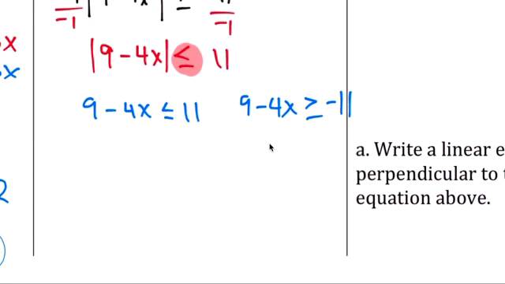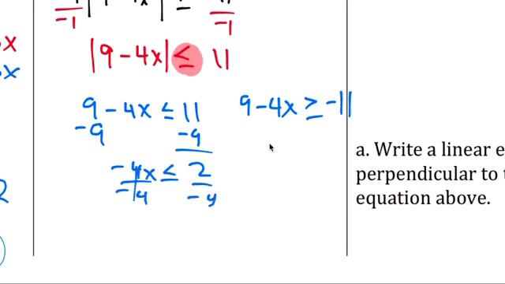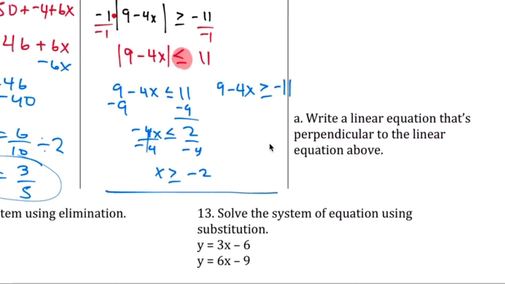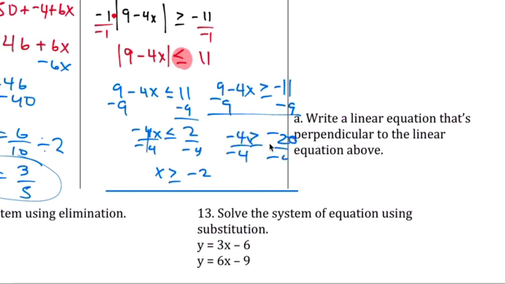Okay, so finished doing this. We did start in class. Minus 9 is 2, negative 4x, divide by negative 4. X is greater than or equal to negative 2. So graph that. Well, let's solve the other. Minus 9, negative 20, divide by negative 4. X is greater than or equal to, or less than. Switch the inequality. 5.